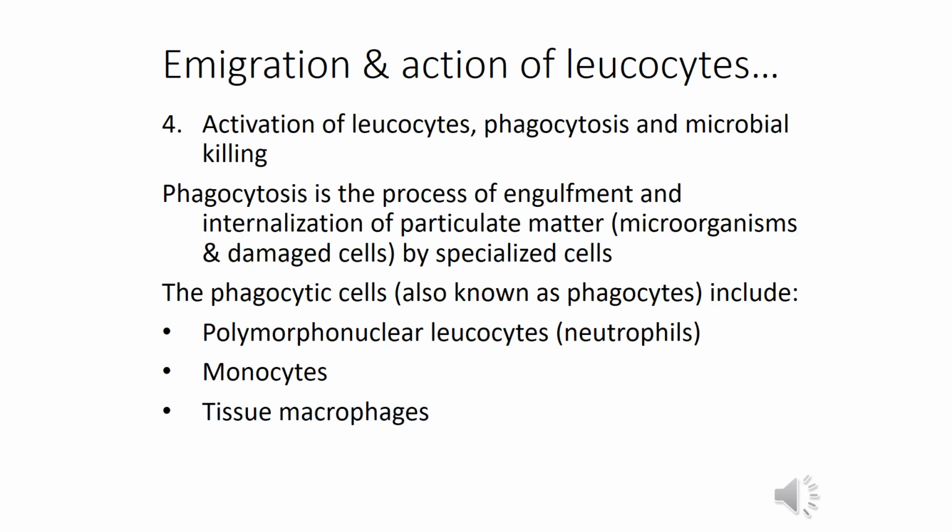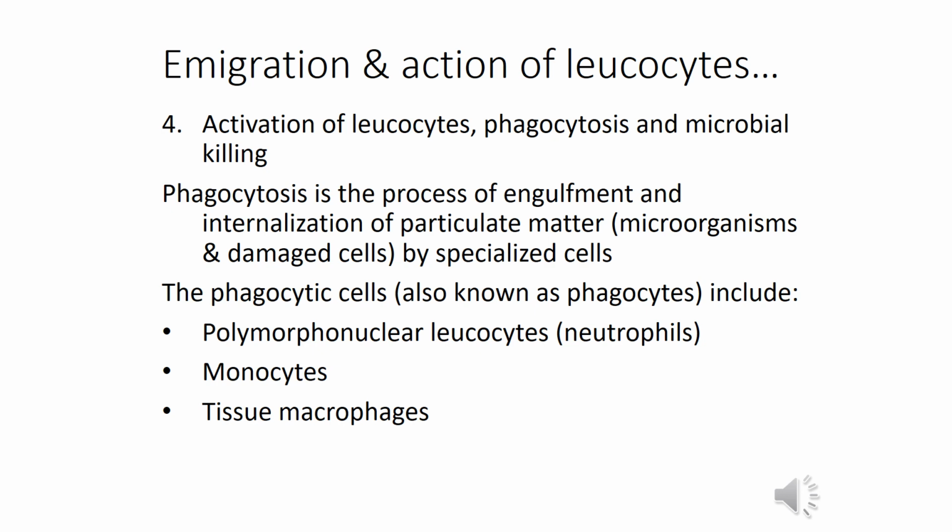Lastly, I said the fourth stage is activation of the leukocytes. They have to be activated. Once they are activated, then they are able to phagocytose. Phagocytose is to kill the invading microorganisms and also to remove the dead matter or material. So we are saying that phagocytosis is the process of engulfing and internalizing of particulate matter. Particulate matter may either be the damaged cells which need to be removed, or the microorganisms which also need to be removed in order to control the infection.